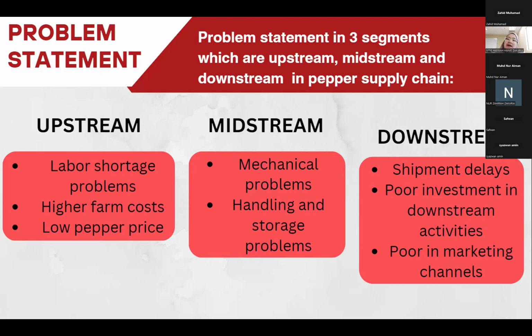Next is midstream. First is mechanical problems, especially time to harvesting. Next is handling and storage problem, because the size of the storage is small or not enough for storing the pepper. For downstream, the shipment delays because of the distance.